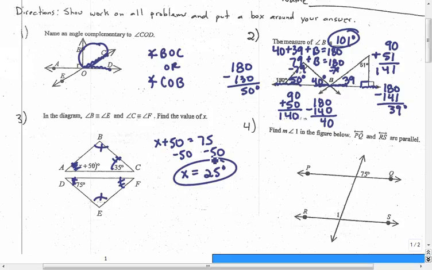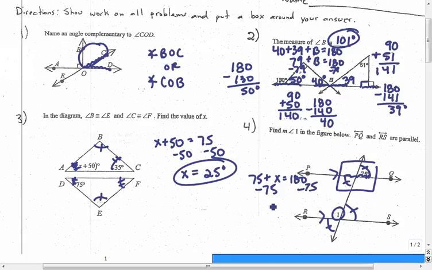Problem number 4. I want to find the measure of angle 1. Okay, I know that PQ is parallel to RS. So these 2 angles are vertical angles. I can pick this up and move it down. This is vertical with this. Okay, 1 is not congruent with 75. That means it must be supplementary because the only 2 options are to be congruent or to form a straight line. So 75 plus angle 1, I'll call that x, is equal to 180. If I subtract 75 from both sides, the measure of angle 1 is 105 degrees.